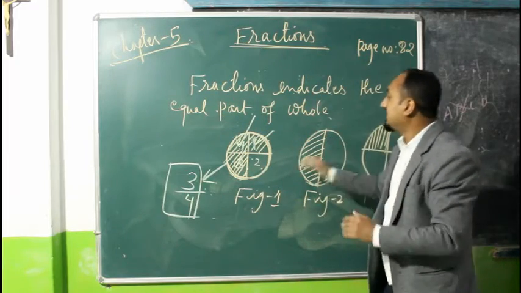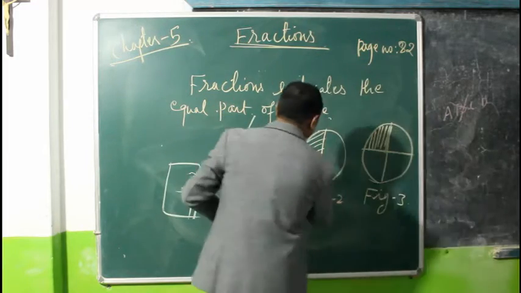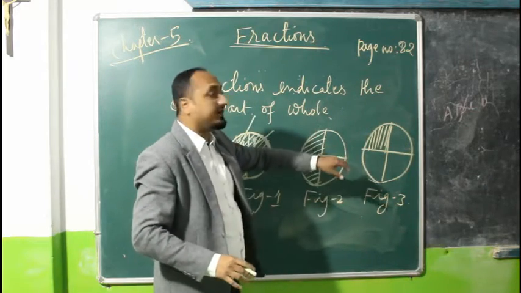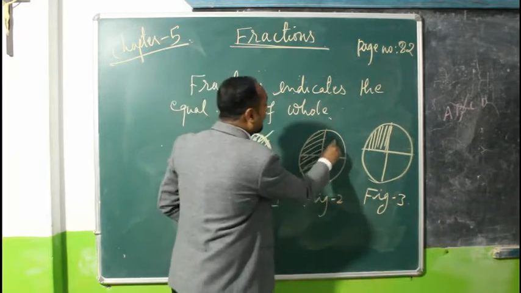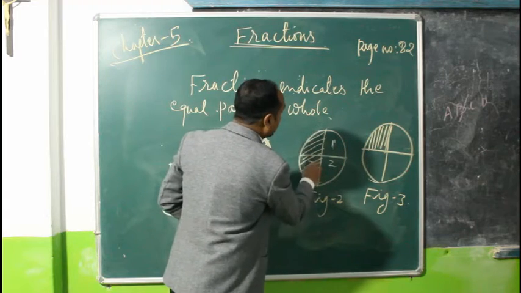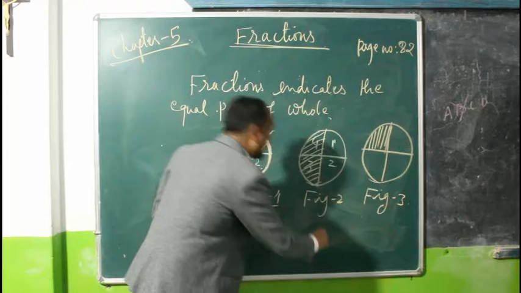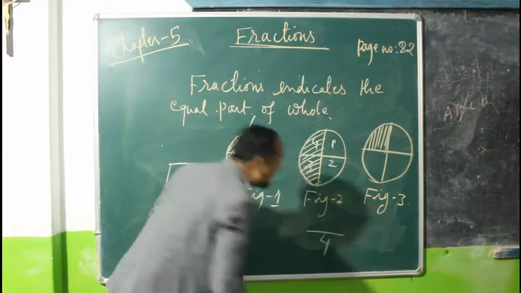Now we move to the second figure. Again, see here, this circle is divided into 4 equal parts: 1, 2, 3 and 4. So 4 equal parts means here at the denominator we write 4.